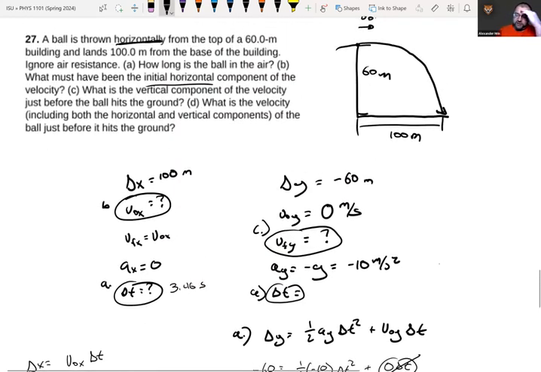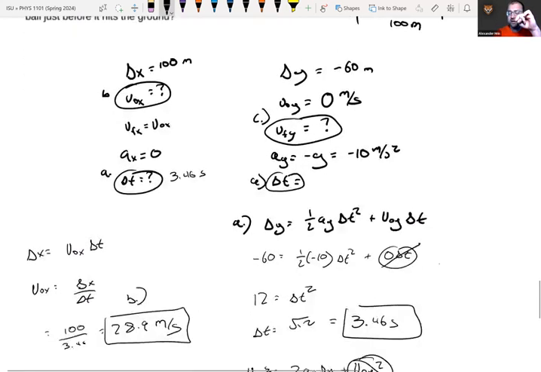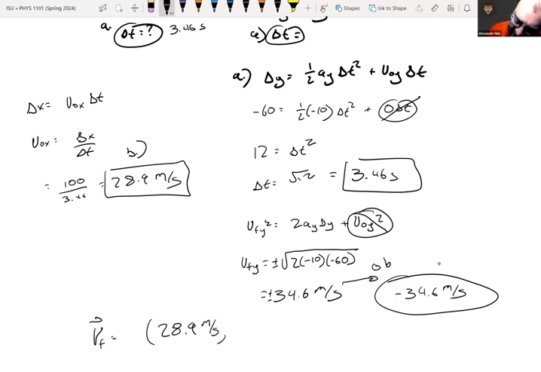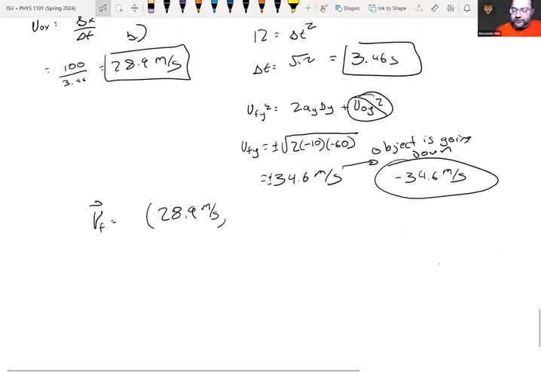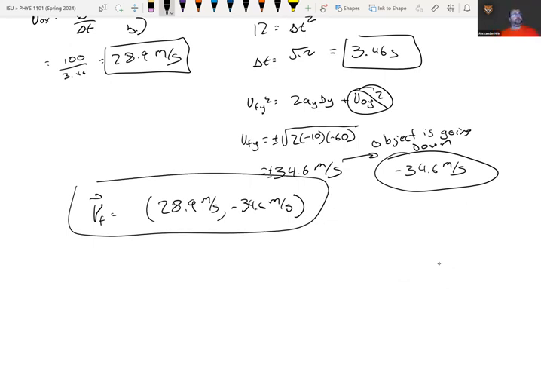Well, if we look back at our situation, it's going downward, and we know we've already defined down as negative. So we're going to have negative 34.6 meters per second. I almost made that mistake. Very important to catch those. So we choose this because the object is going down. All right. And so it would be negative 34.6 meters per second. And that would be part D right there.